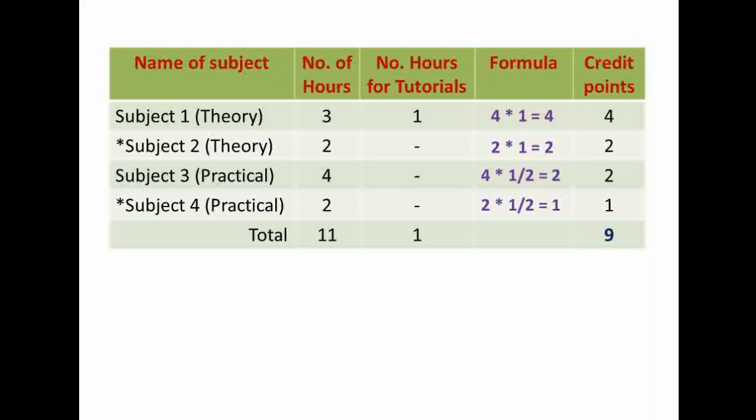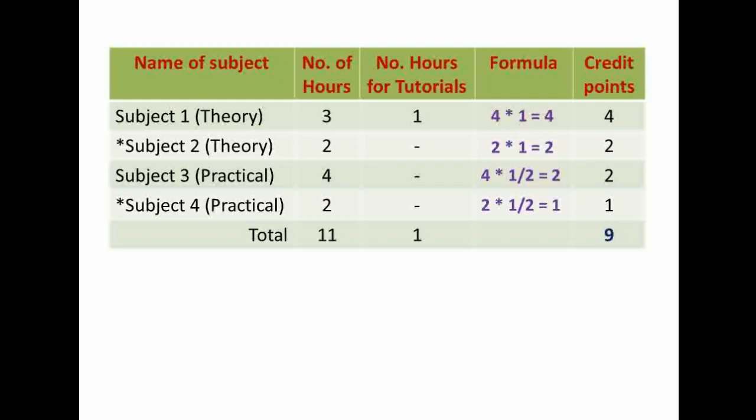Now the subject 2 is a theory subject, but it is marked with the asterisk mark. That means it is a non-university subject. Number of hours allotted to the subject 2, that is 2. Number of hours for the tutorials are not assigned. So the total hours becomes 2. It is multiplied with 1. So you will get the credit points 2.